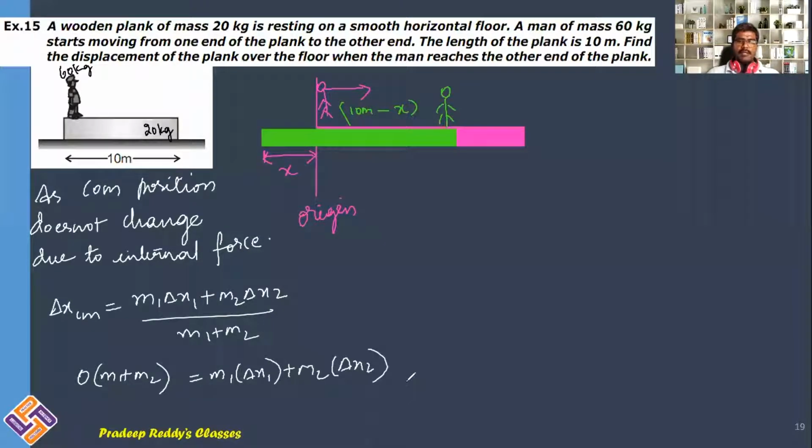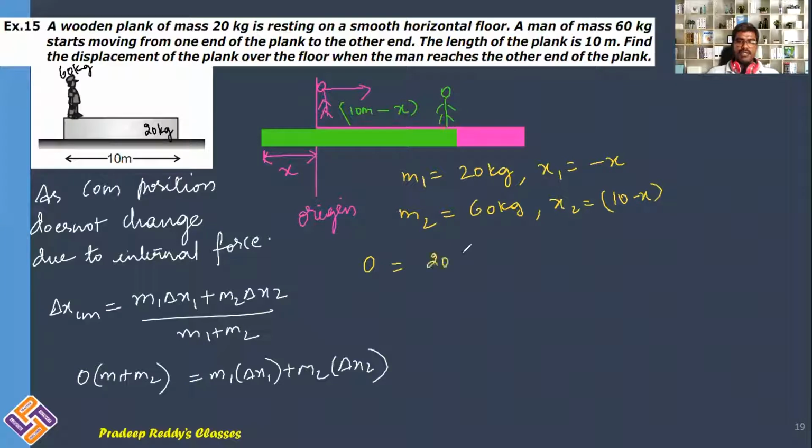Now let me take the masses which are given here. M1 is the plank mass, 20 kg, and displacement x1 for the plank is minus x, negative x axis. M2 is 60 kg, and x2 is equal to 10 minus x, that is right side. Now I will use this relation.